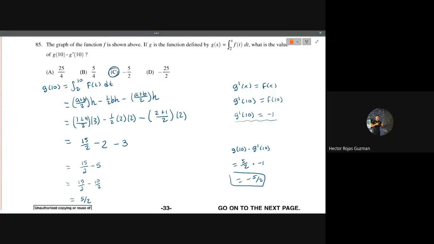Oh, you know what? I was actually going to select the right answer, but I didn't even see the negative. Oh, that was going to be a lucky guess.